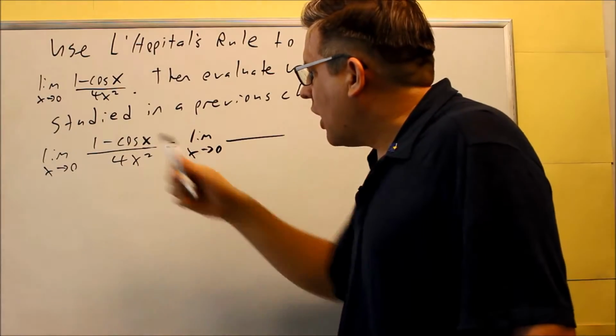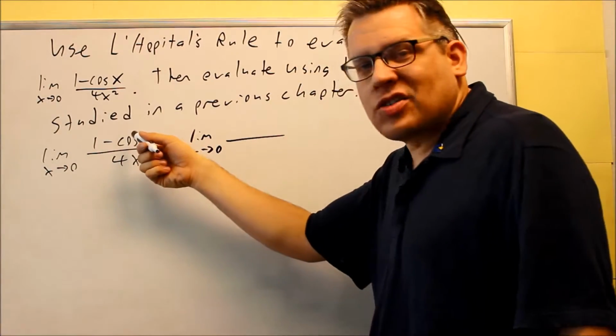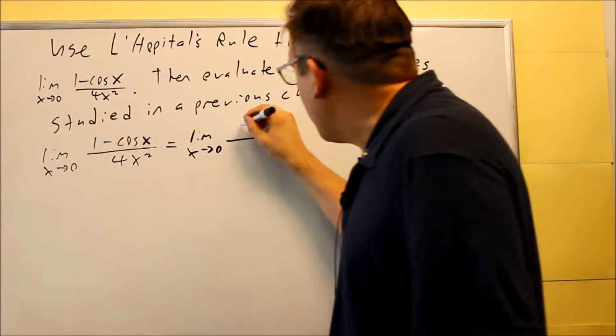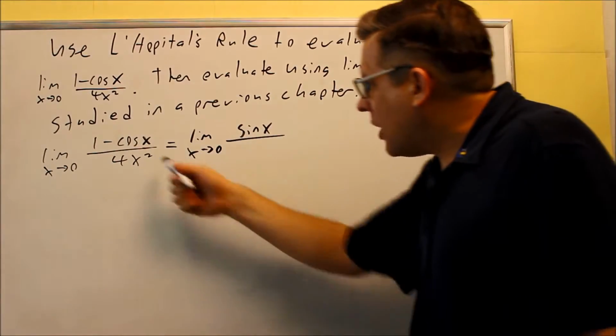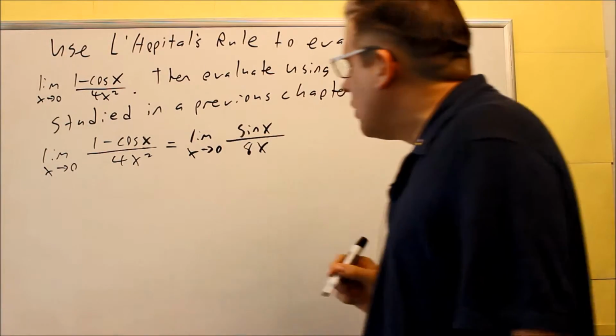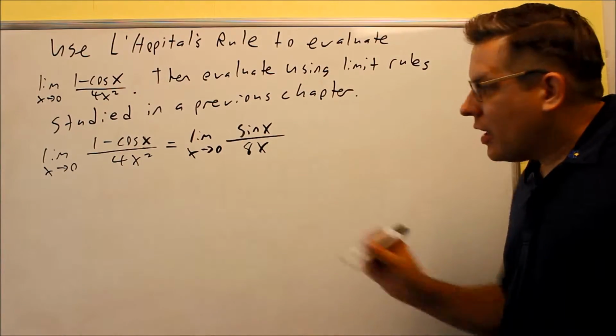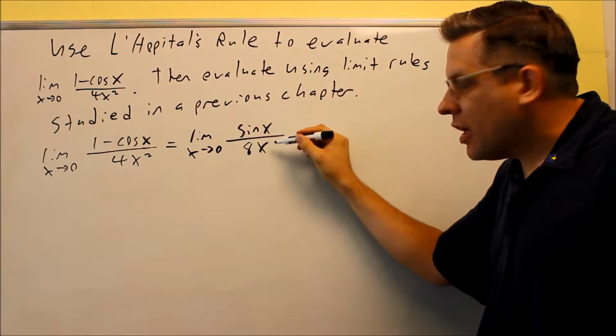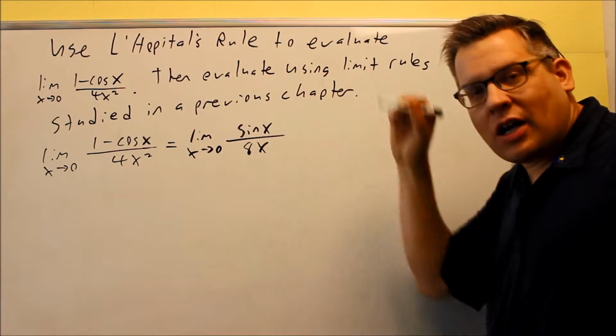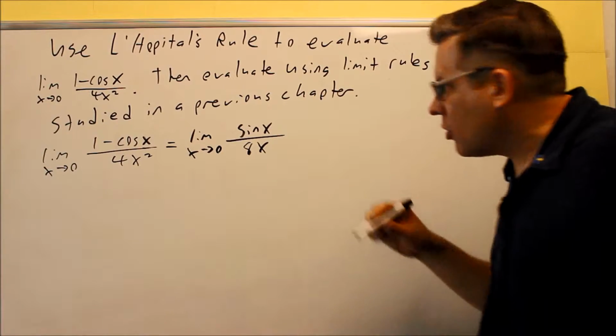For this one, we have derivative of cosine is negative sine, but because you have a negative out front, that means that'll just turn into positive sine x. On the bottom, we do a derivative, and we get 8x. Now if I put 0 in the top and 0 in the bottom again, sine of 0 is 0 and 8 times 0 is 0. So again, I have to apply L'Hopital's rule one more time.